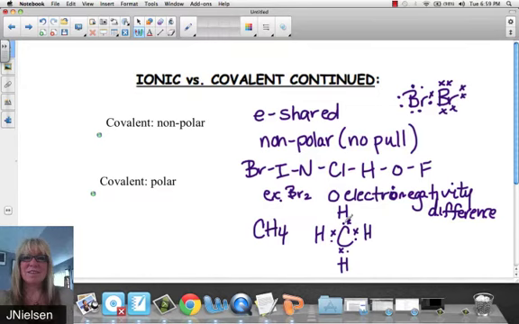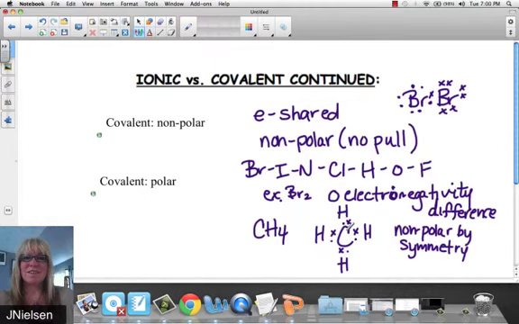H is happy because H only wants 2. So each H has got 2, and carbon's got 2, 4, 6, 8, so carbon's happy. This is what's called non-polar by symmetry. And what that means is the pull is equal and opposite.